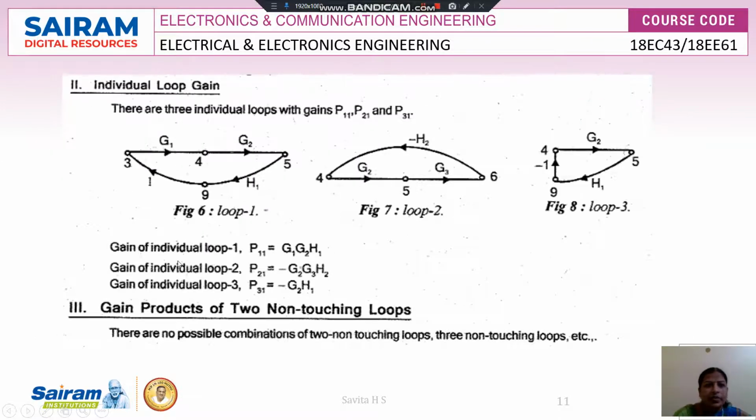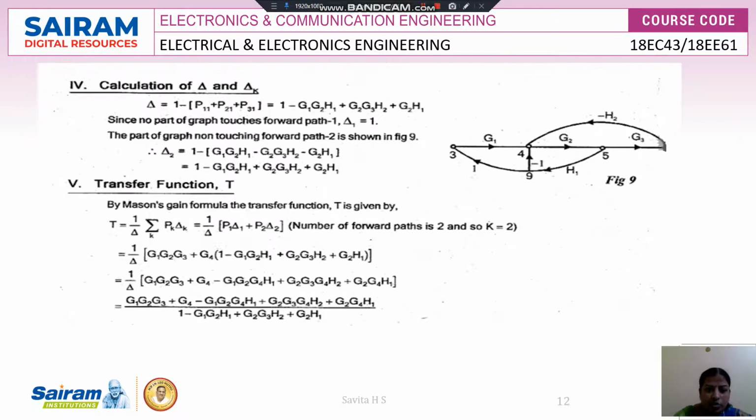Now we'll see how many loops are there in the problem. There are three loops. The first one is G1, G2 and H1. The next one is G2, G3 and minus H2. The next one is G2, H1 and minus 1. There are no possible combinations of two non-touching loops or three non-touching loops in this problem.